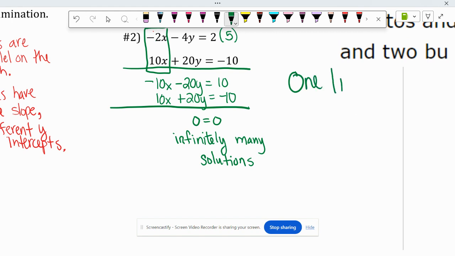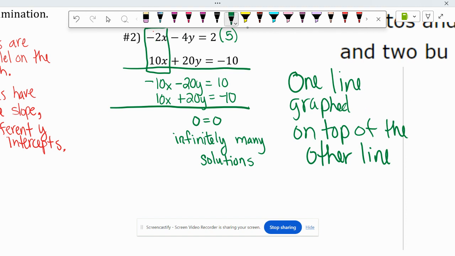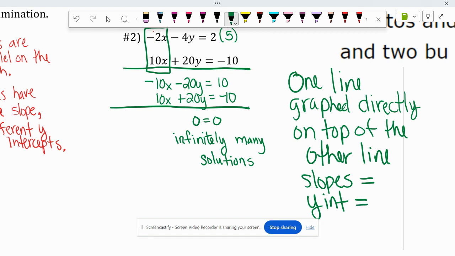Yeah, it's one line graphed directly on top of the other line. So if they're graphed directly on top of each other, what does that mean about their slopes and y-intercepts? Yeah, good job. That means that the slopes are equal and the y-intercepts are equal for both equations. So when we talk about special cases, remember when you get something like no solution, that means your lines are going to be parallel to each other. They're never going to intersect on the graph. Or if you get a true number statement, that means you're going to have infinitely many solutions, which means the two lines lie directly on top of each other.